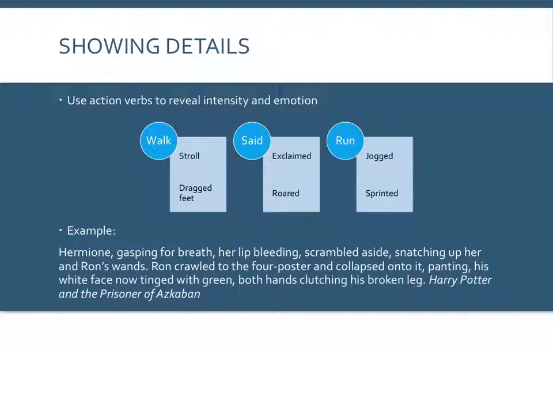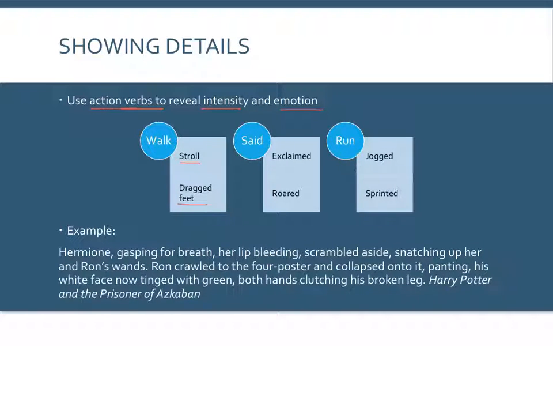The target also asks for showing details, and while being precise can help show, there are other things you can do too. And in particular, you can really be precise with your verbs. And I would say using strong action verbs is a great way to help show what's going on. They can help reveal both the intensity and the emotion behind the action. So for instance, if you are having a character walk, well, what kind of a walk? Are they strolling? It's a peaceful day, there's romance going on in your story, whatever. Are they dragging their feet? They don't want to do whatever it is that they're walking off to do.